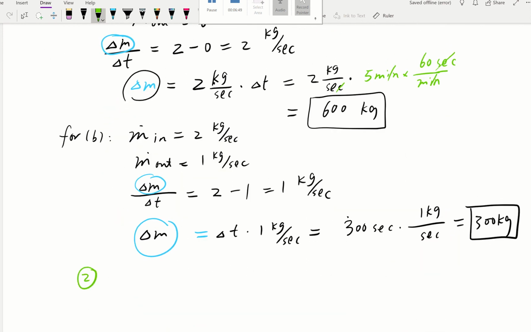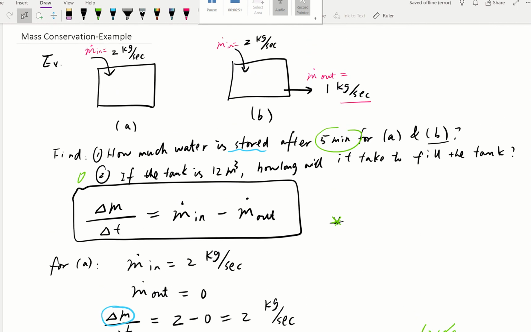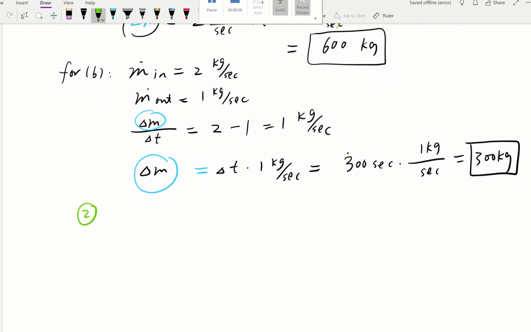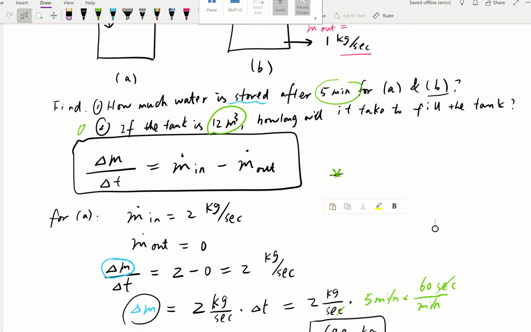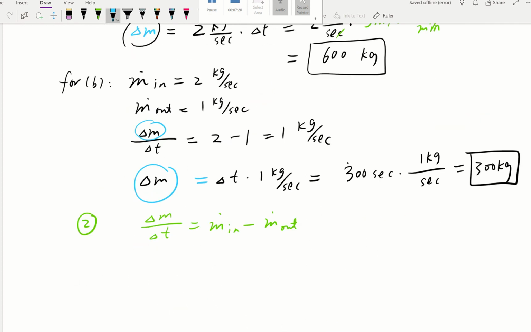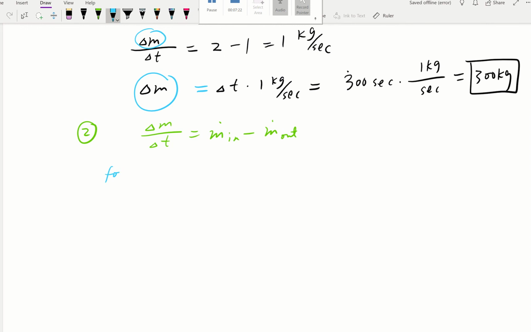So question number 2 is: if this tank is 12 cubic meters, how long will it take to completely fill the tank? Again, this is the conservation equation, conservation of mass. So delta m over delta t is equal to mass flow rate coming in minus mass flow rate out. Actually, I'm going to do it for A and B because they're going to have different times. Okay, so now let's start with A.